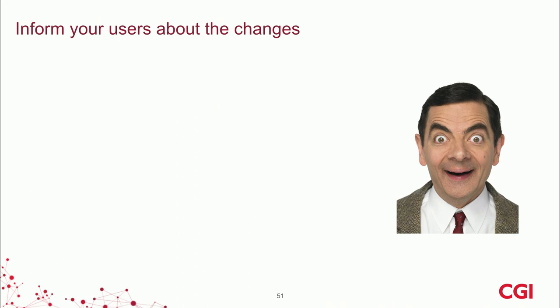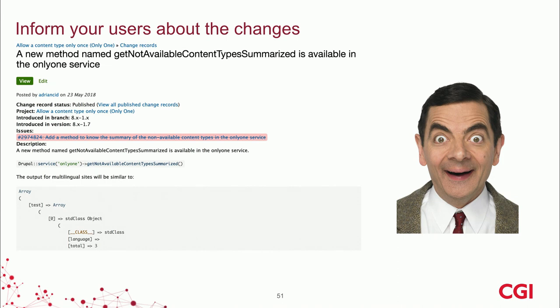As Drupal informs users that there are changes in the core, you need to inform your users that you will add some changes in your module. For this, you have the change record. In the change record, you add in which branch the change is introduced, in which version the change will be introduced, a description, and you can add one example talking about what's new, what will be modified, and what will be deleted in your module.